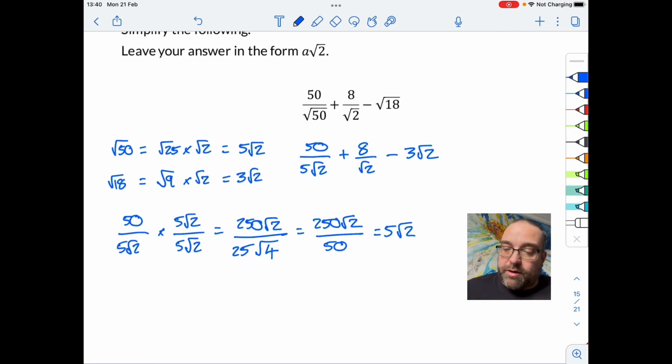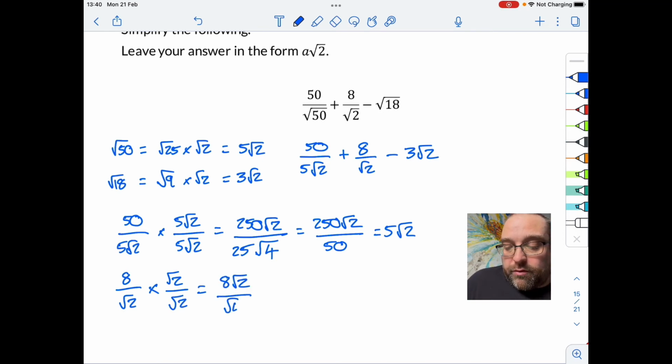Okay, let's do the same for the 8 over root 2. So 8 over root 2, multiply top and bottom by root 2. So that's going to give us 8 root 2 on the top and root 4 on the bottom. Root 4 is 2. So 8 root 2 over 2 simplifies to 4 root 2.